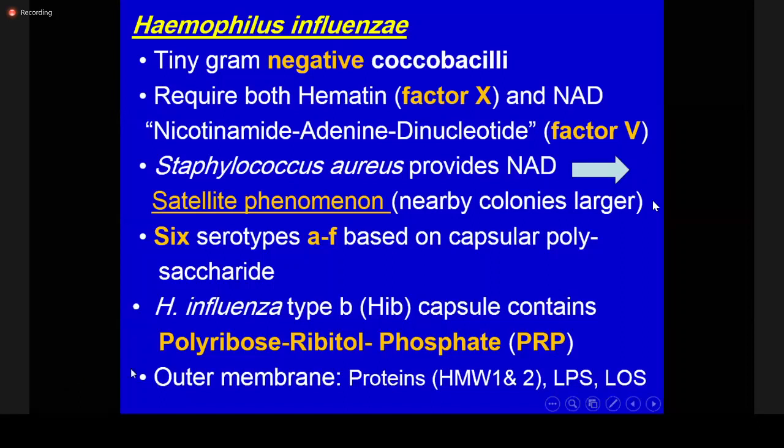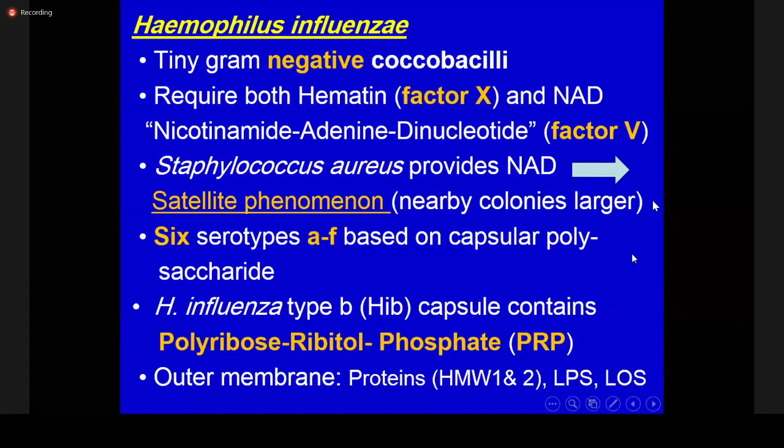Also, these microorganisms have outer membrane antigens: proteins, high molecular weight number one and number two, lipopolysaccharide, LPS, and lipooligosaccharide, LOS. These are also part of the pathogenesis of the microorganism. So remember, Haemophilus influenzae type B is a capsulated microorganism, contains PRP in its capsule, and also has these antigens: protein, LPS and LOS.